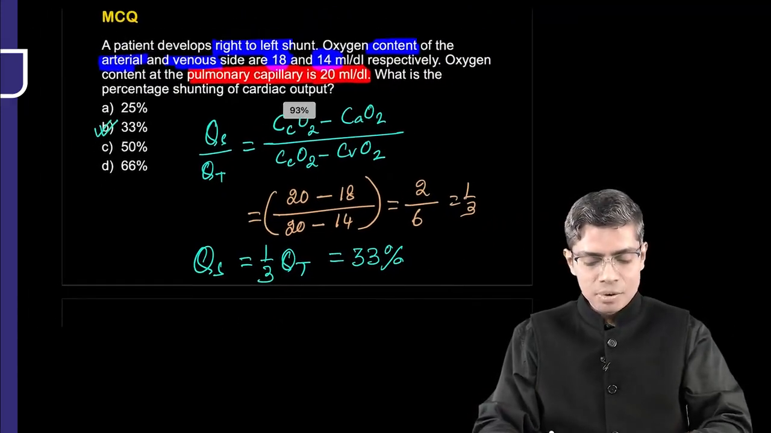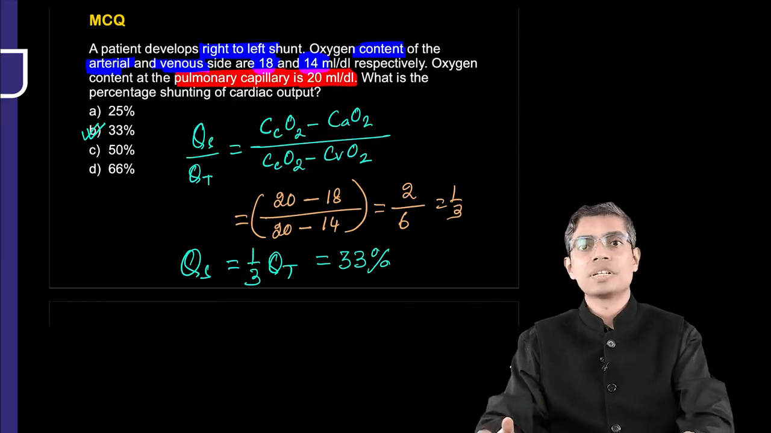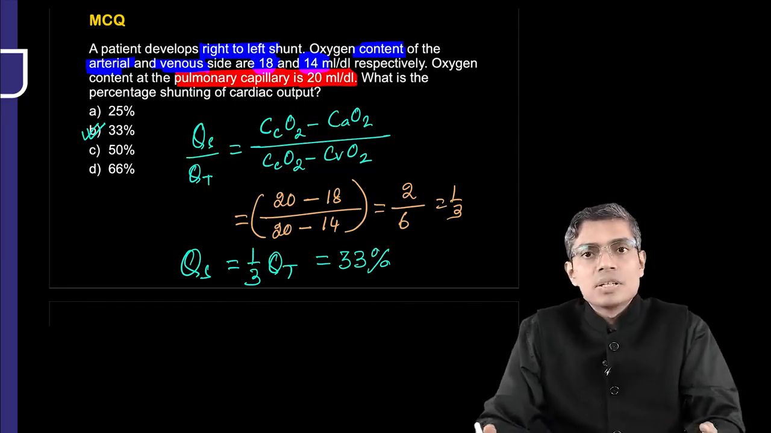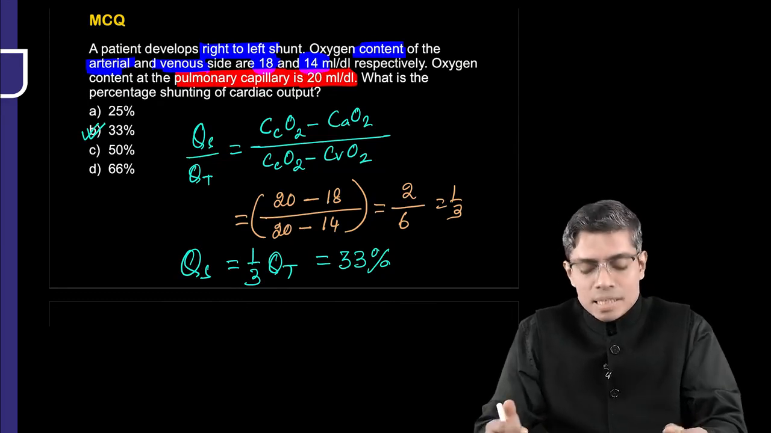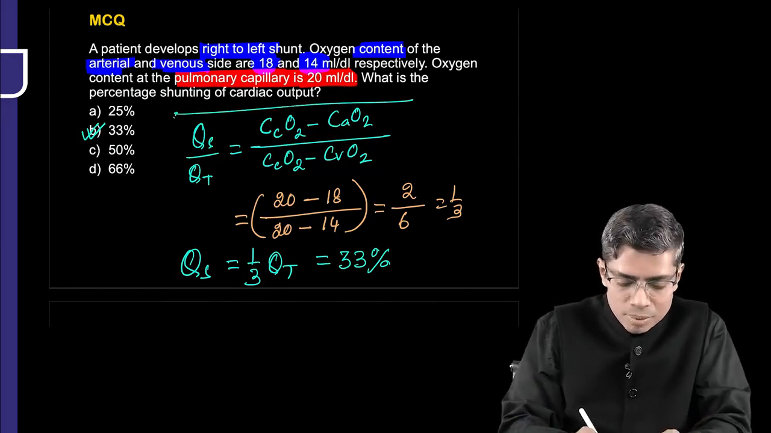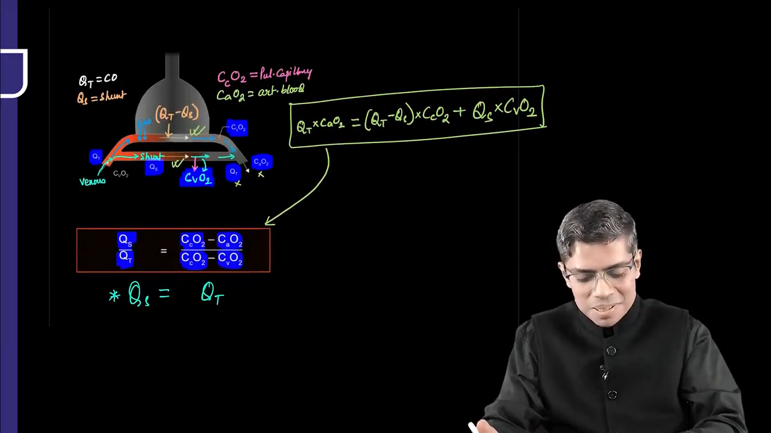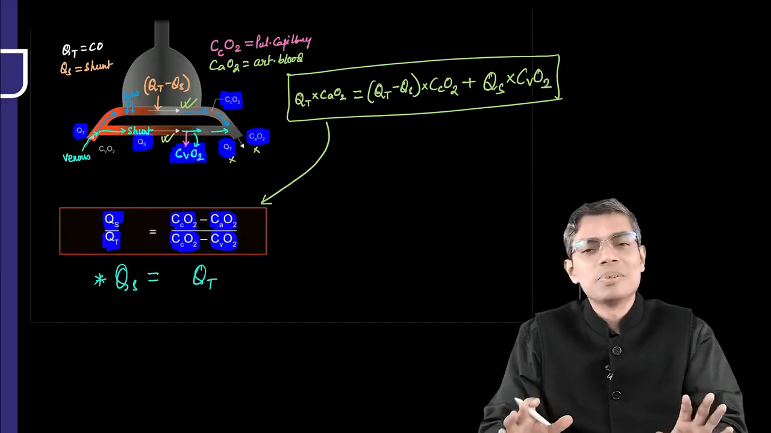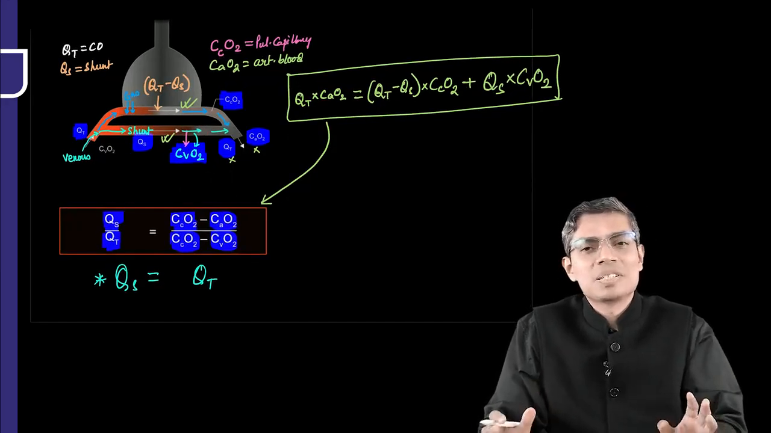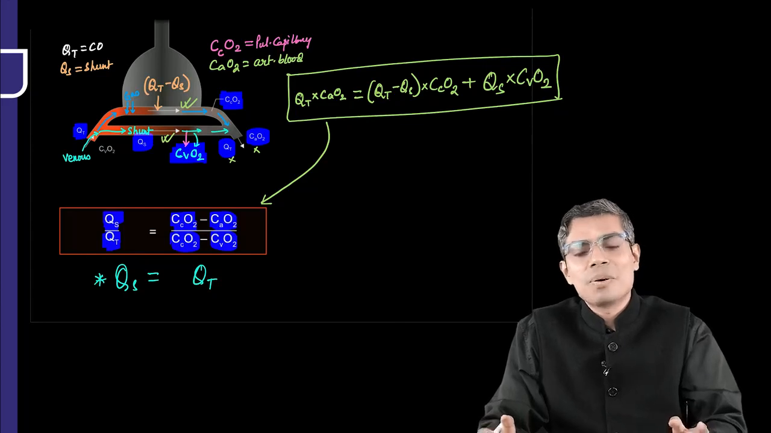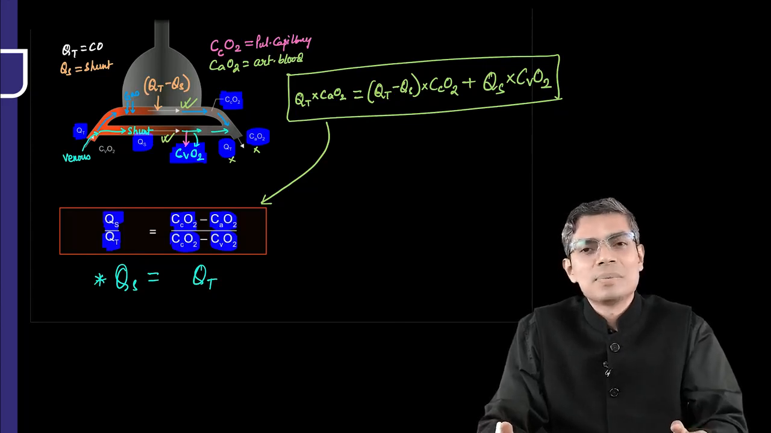So this way you have to remember the shunt equation, so that if the question is given in your exam, you can easily calculate using this formula. Ultimately you have to remember this formula even if you don't understand. I hope you understood this, but even if you don't understand, you have to remember this formula. So this is all about principles of gas exchange at the level of lung.